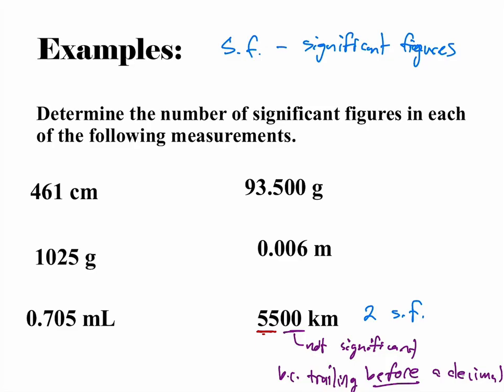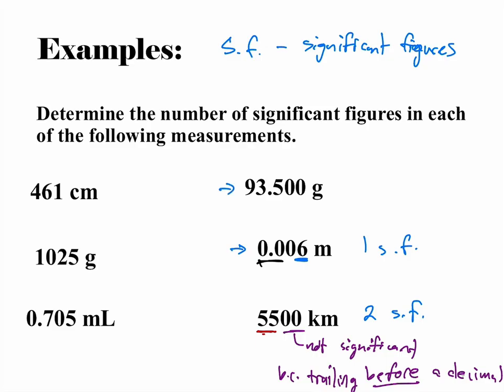Okay, what about 0.006? How many sig figs does that have? One sig fig, right? It's just this one right here. These are leading zeros. You can put a million zeros in front of the number 1, but it still is the number 1, so they only have one sig fig here.